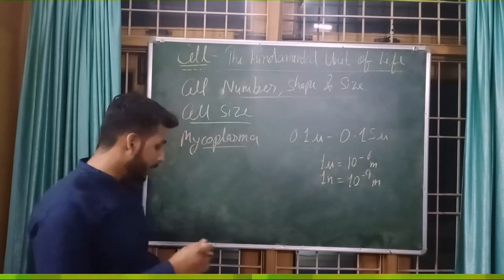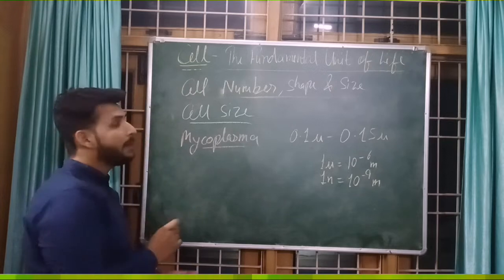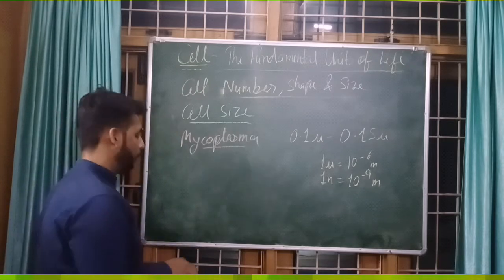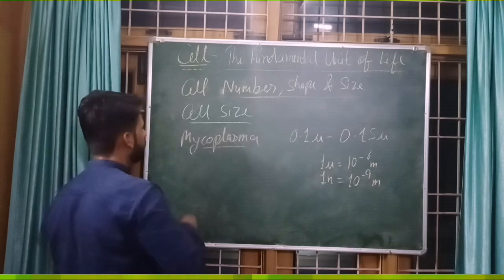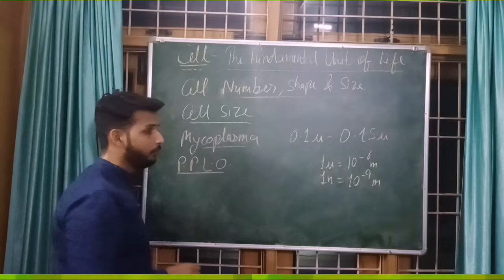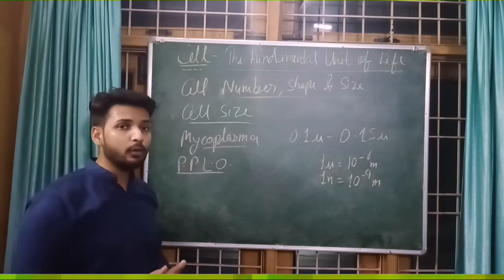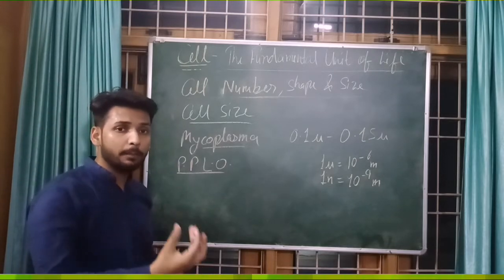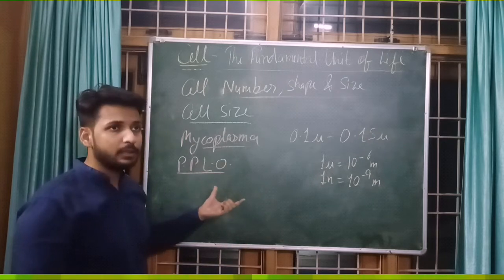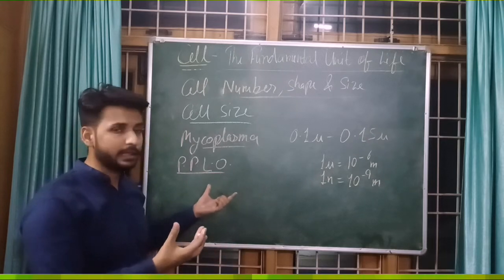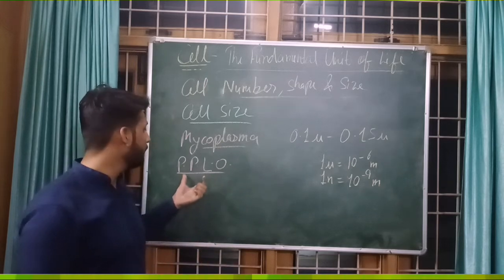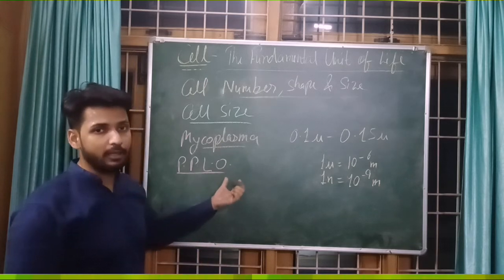How small it is. Mycoplasma is also known by another name, PPLO. What is the full form of PPLO? It is pleuropneumonia like organism. They resemble the pneumonia causing organism, that is the pleuropneumonia causing organism. That is why they are known as PPLO, pleuropneumonia like organism.